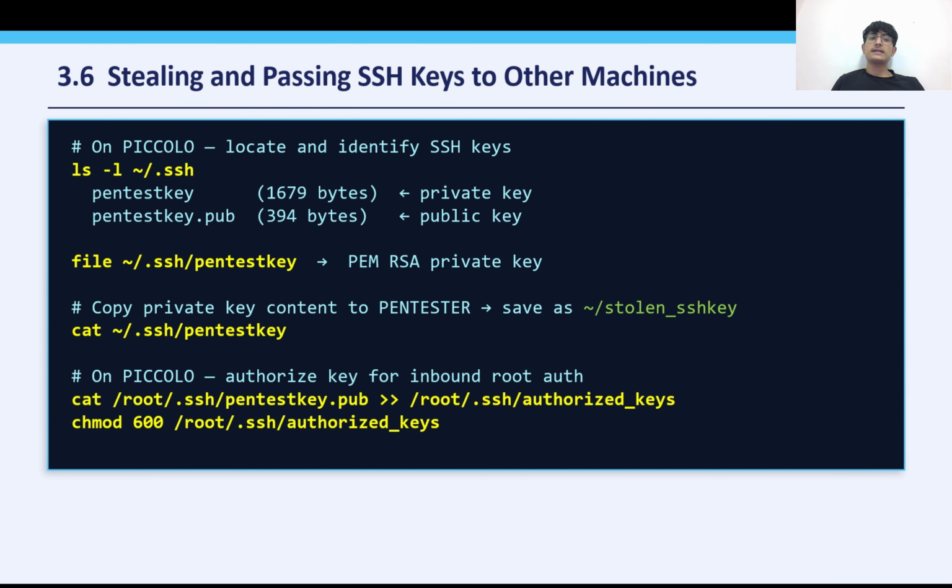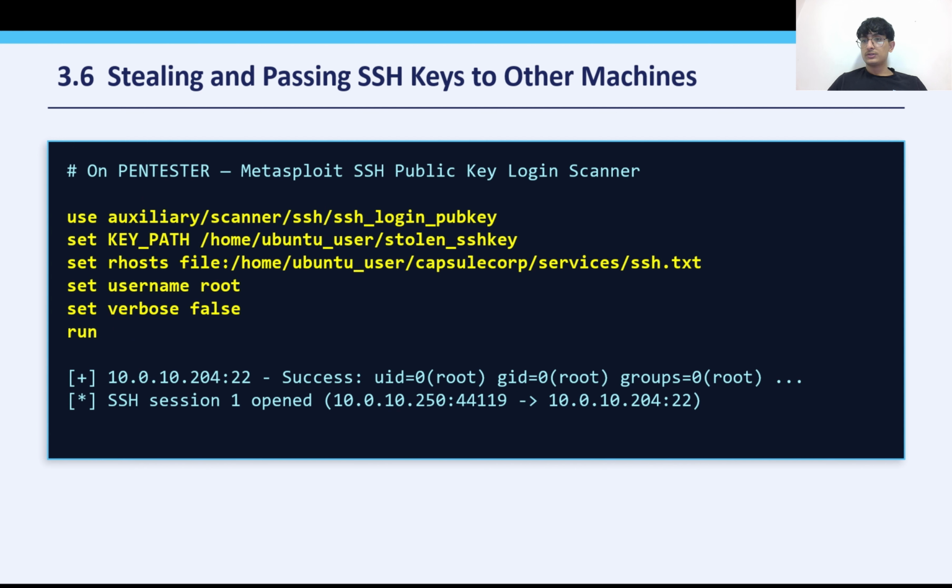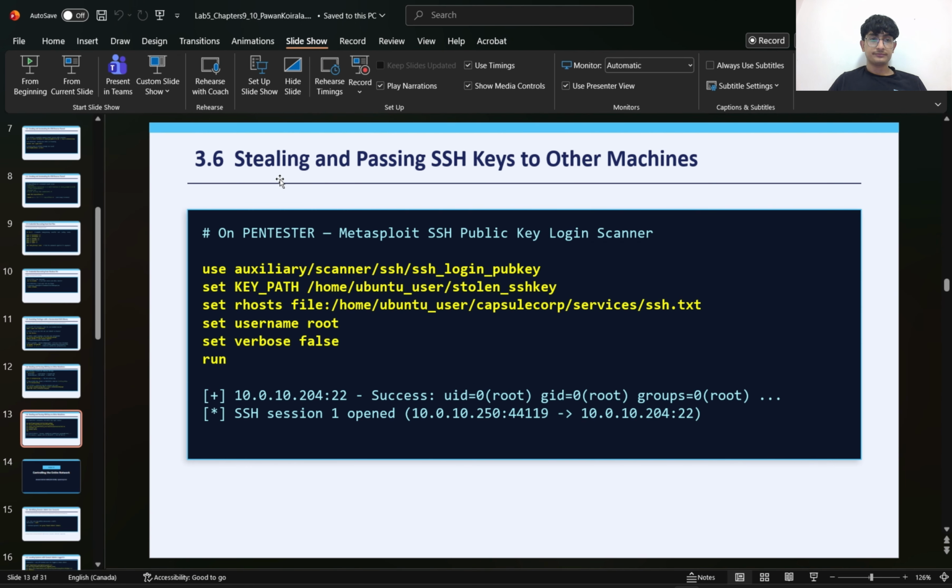So 3.6 says stealing and passing SSH keys to another machine. To do this, we have to copy the whole private key. After we copy the private key, we'll save it to a new file. In this case, we're going to save it to stolen SSH key here. And then using the same SSH key, we're going to use an MSF session to gain access to the machine. We're going to open an SSH terminal. I've already saved the SSH key to a file named stolen SSH key. We're going to recreate this again.